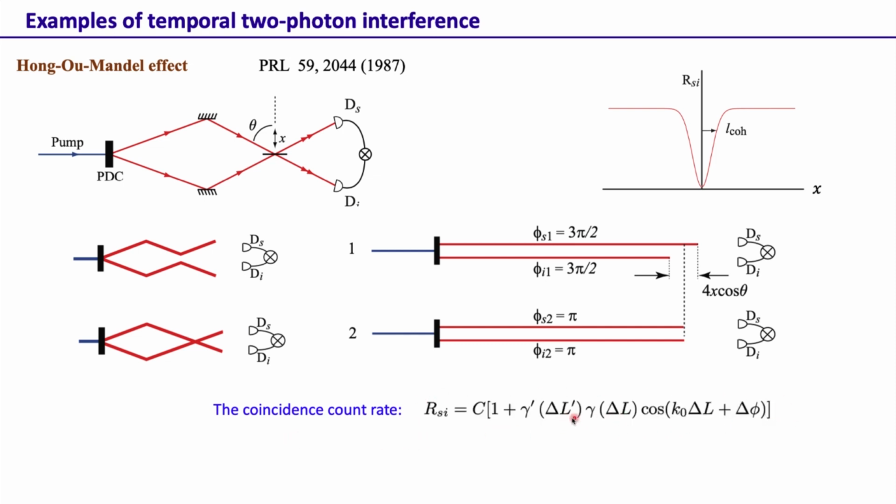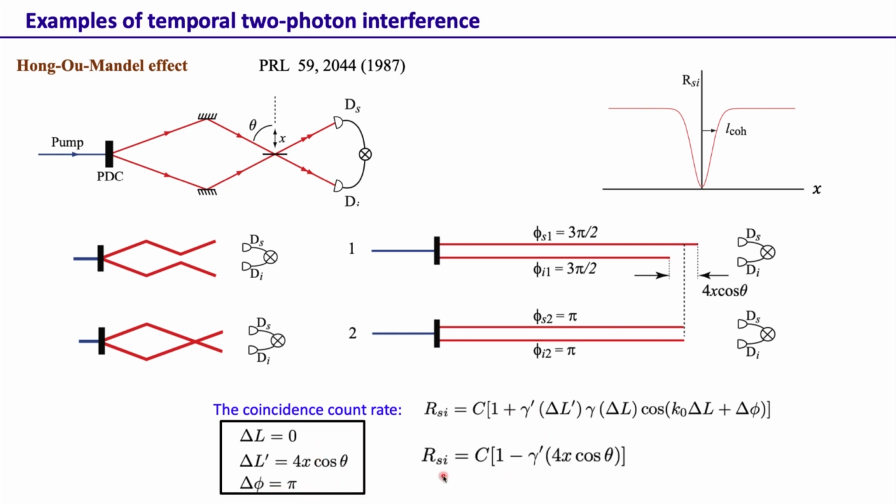Delta L in this case is essentially 0, because the mean position here and the mean position here, the difference is not changing. Delta L prime in this case is 4x cosine theta, and delta phi is pi. If you put in these quantities, we see that the coincidence count rate is 1 minus gamma prime of 4x cosine theta. Of course, this cosine theta is a fixed number, and we are just changing x. So as a function of x, we just recover the profile of gamma prime, and since there is a minus, we get a null here. So this is the way we can explain this effect.